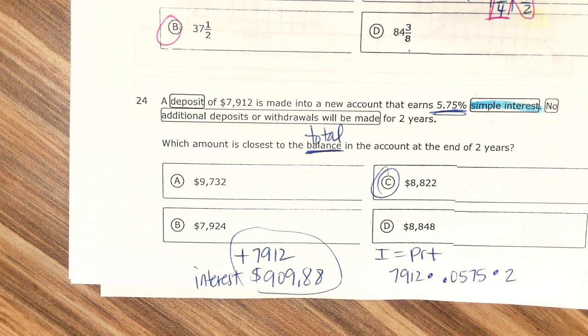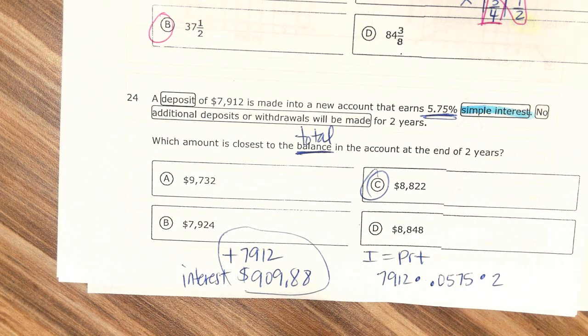That's another one you really shouldn't miss. You just follow the formula. And they didn't try to trick you by putting the answer to I equals PRT. Like they did not put the 909. Y'all see what I'm saying? So they didn't trick you. It's not a trick question.